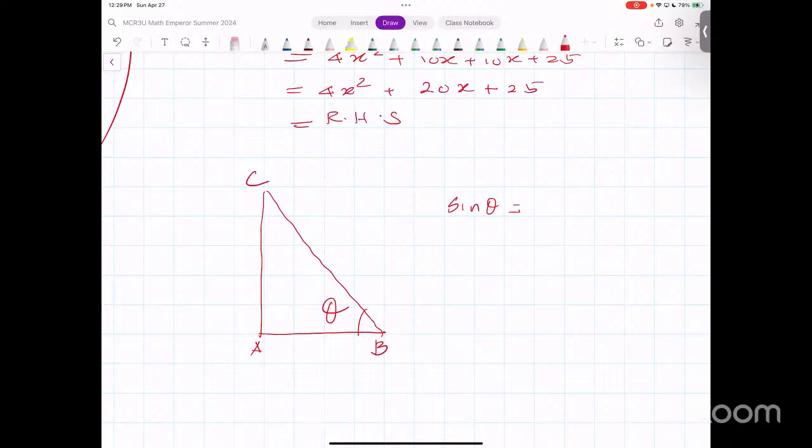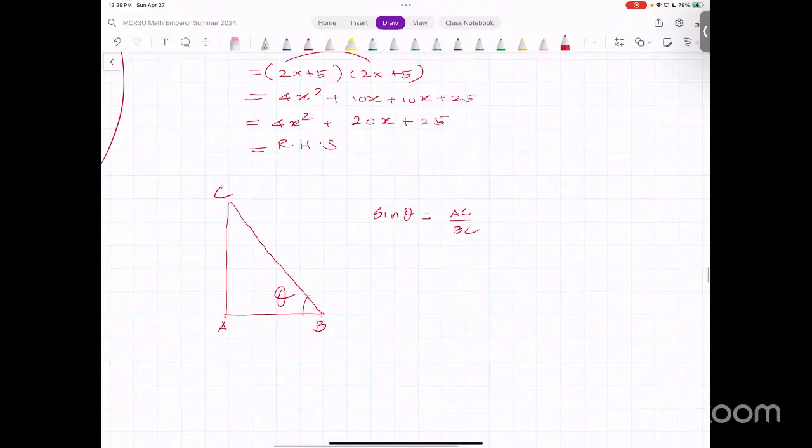Using that, what is sine of theta? AC over AB. Oh, BC over BC. Correct. Opposite over hypotenuse, isn't it? Are you seeing that? All right. I don't need to recall SOH CAH TOA. So you should know what CAT stands for.